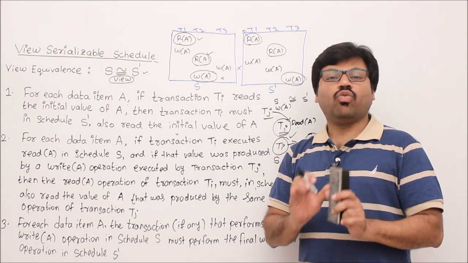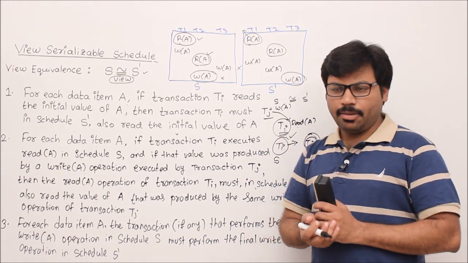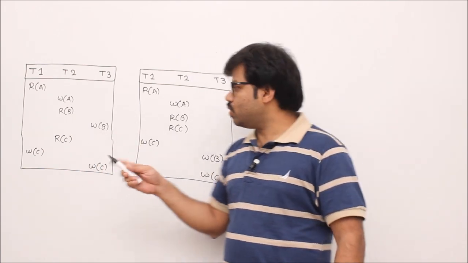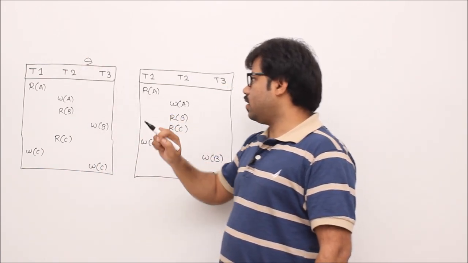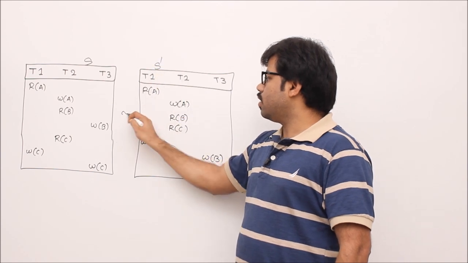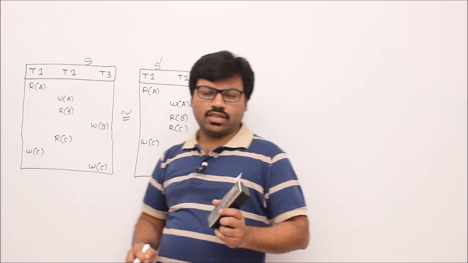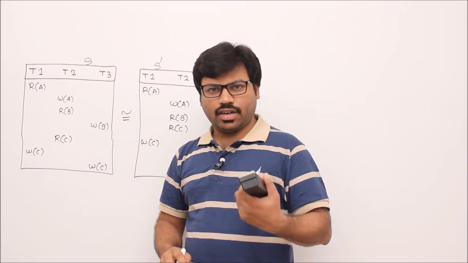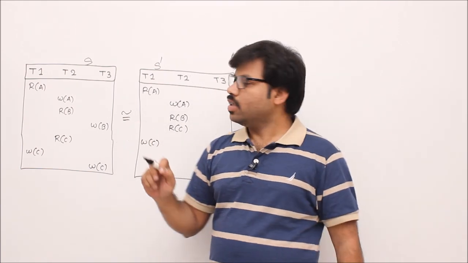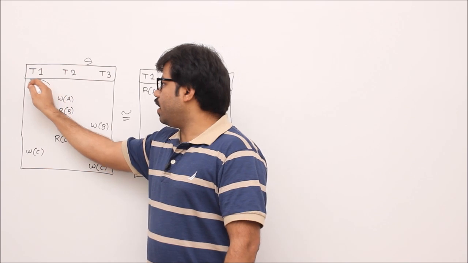After that we will see what is view serializability. Now we'll see this example and check whether these two schedules are view equivalent or not. This is, let's say, S, and this is S dash. So blindly apply the two conditions: one is the read condition, the second is the write condition, for every database item. That means we should check every read.